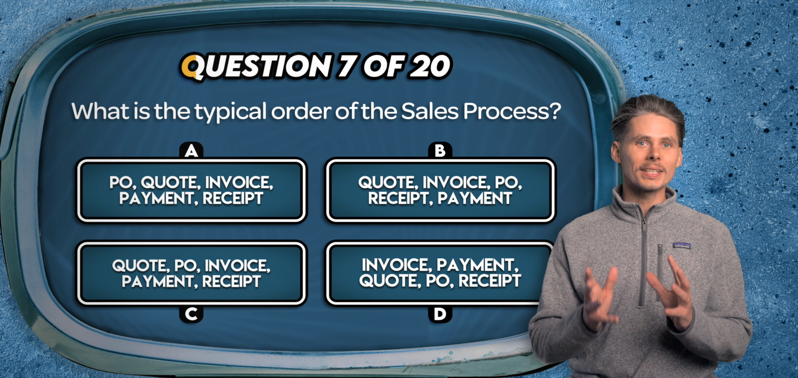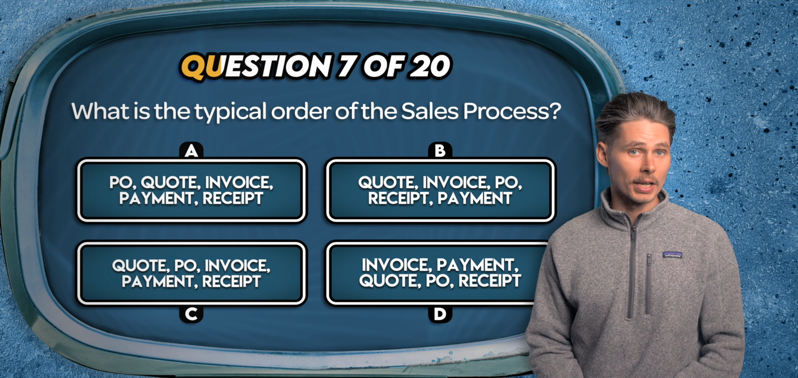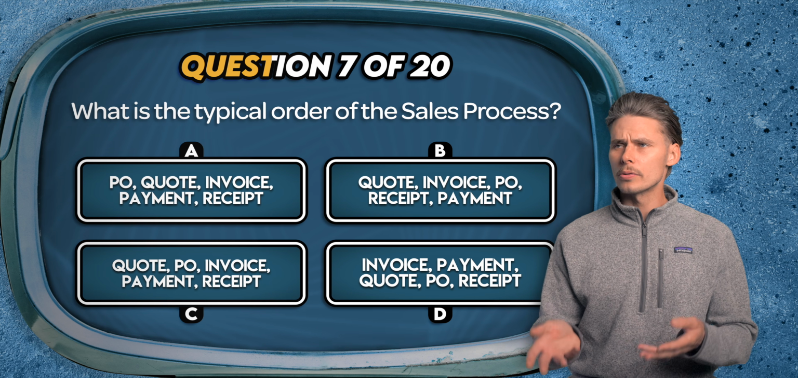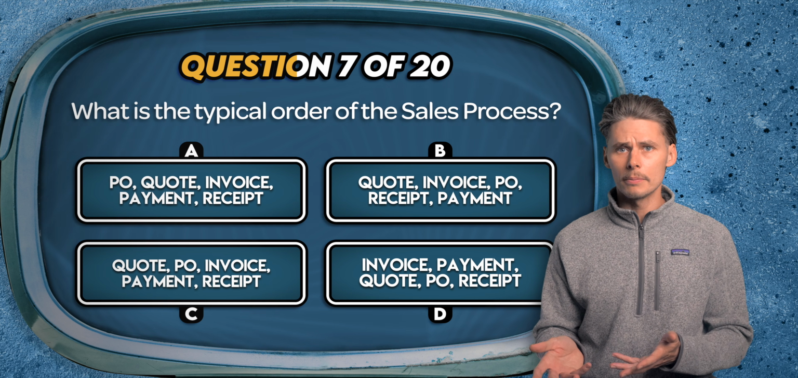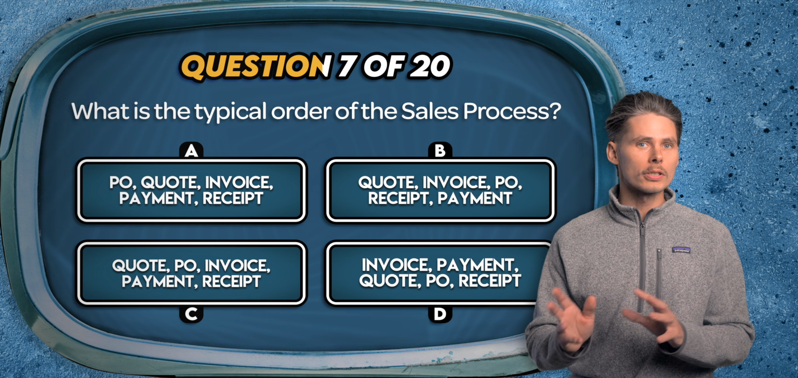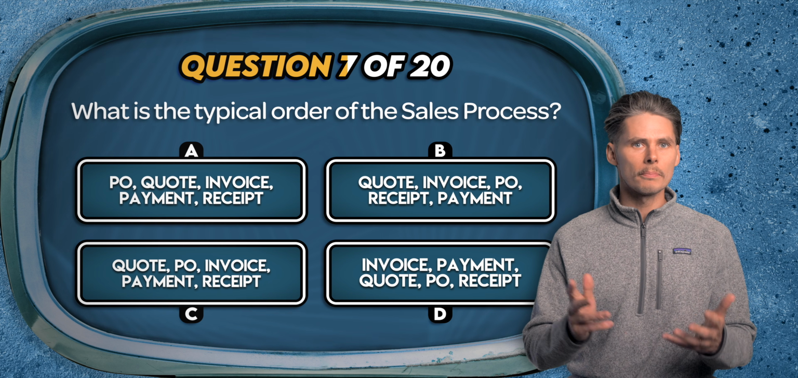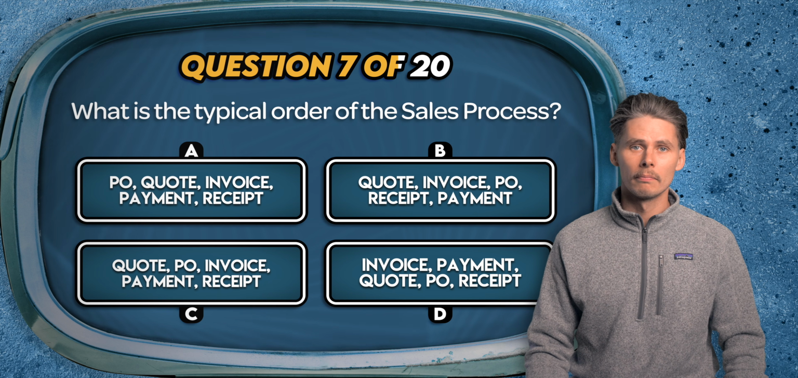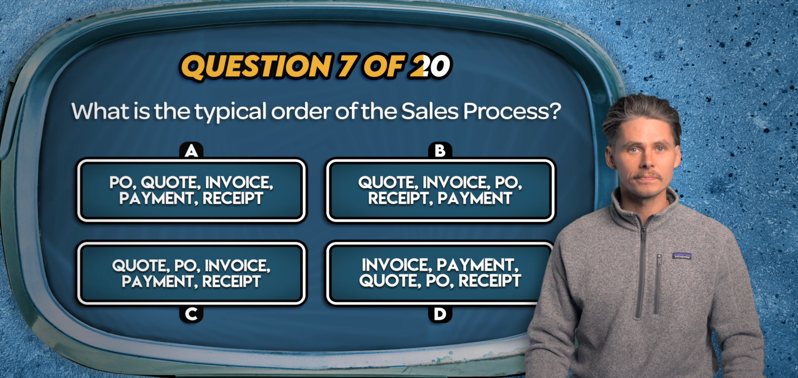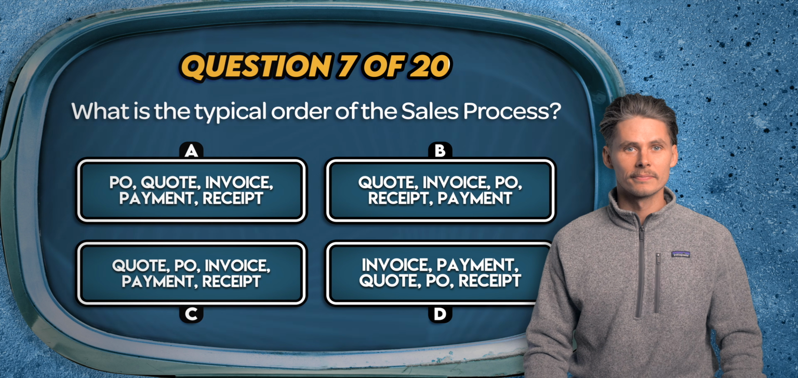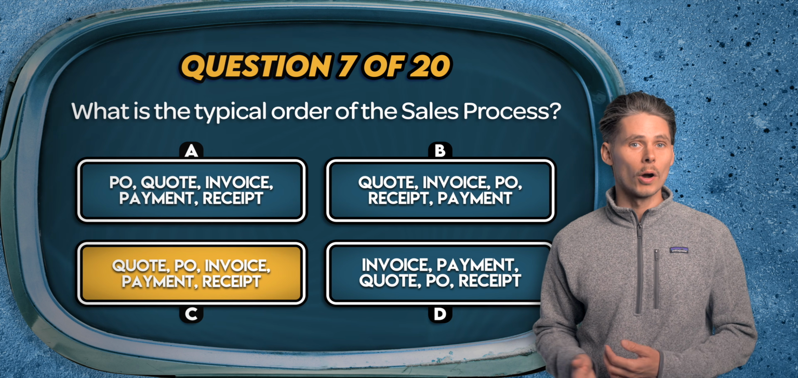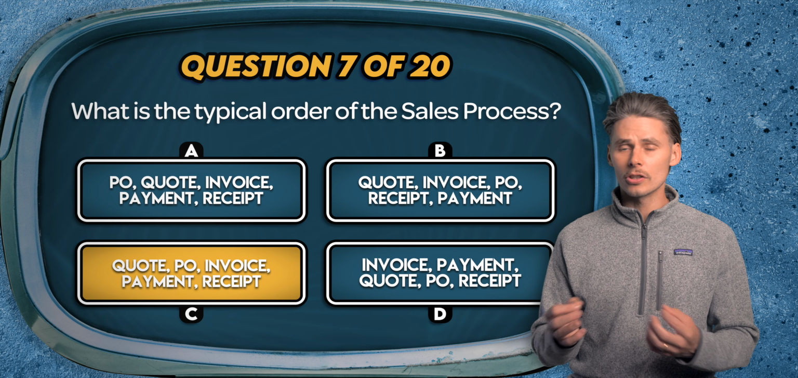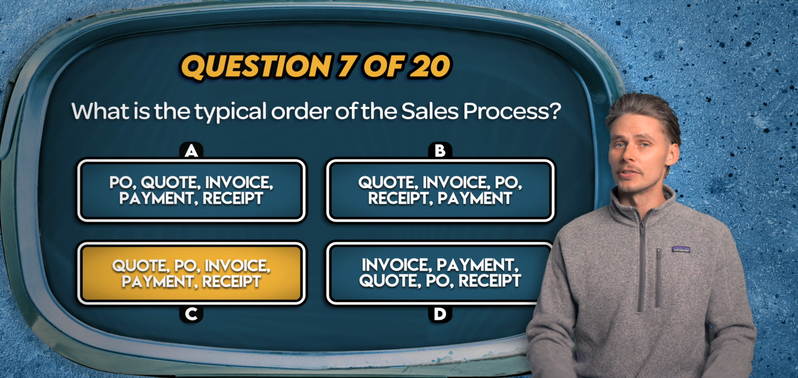Question 7. What is the typical order of the sales process? Does it go PO, quote, invoice, payment, receipt; quote, invoice, PO, receipt, payment; quote, PO, invoice, payment, receipt; or invoice, payment, quote, PO, receipt? It's C. The seller provides a quote, the buyer sends a purchase order, the seller issues an invoice, which the buyer pays, and then the seller provides a receipt.